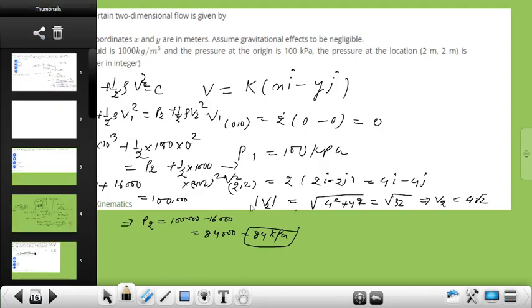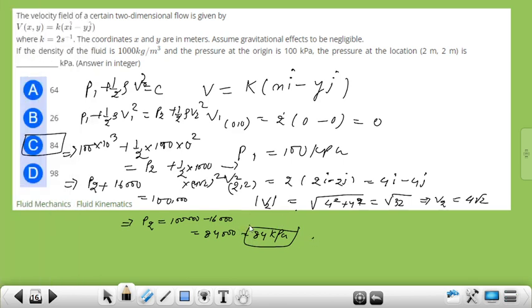That's all for that, the last question. This was all the 1 mark questions from the GATE 2023 previous year questions. Next class we will discuss the 2022 1 mark questions. Okay, thank you.